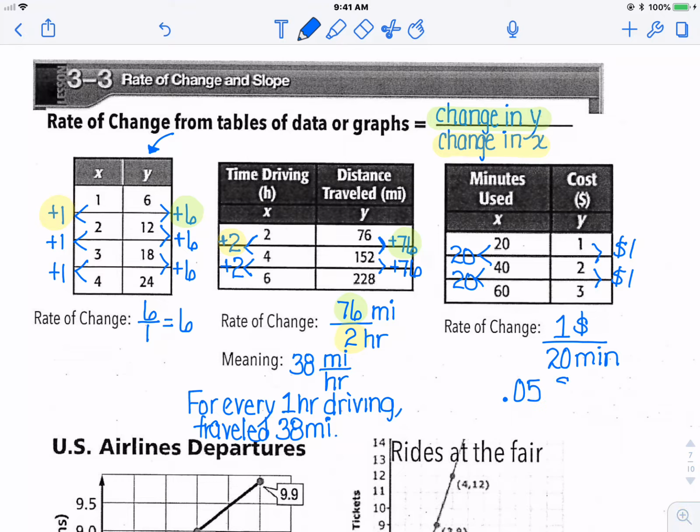And since that's money per minute, it's telling me that that was 5 cents for every 1 minute that was used. Maybe this was a cell phone plan, maybe this was an international phone call to a country.